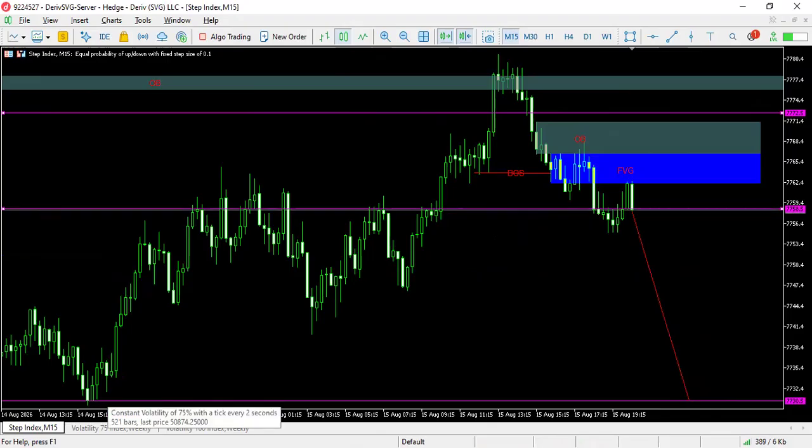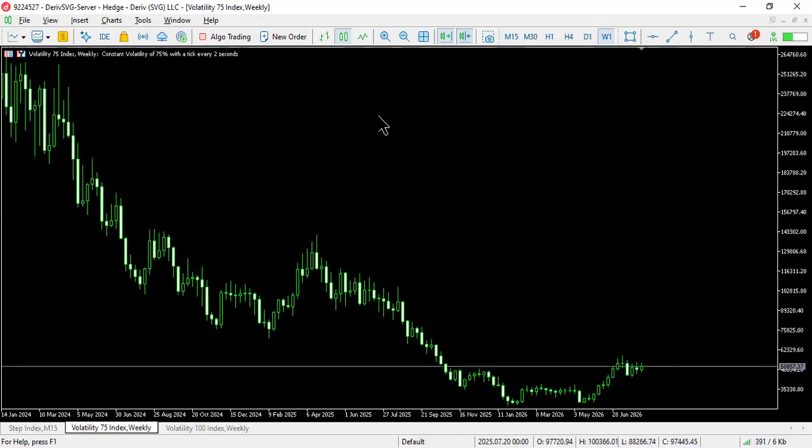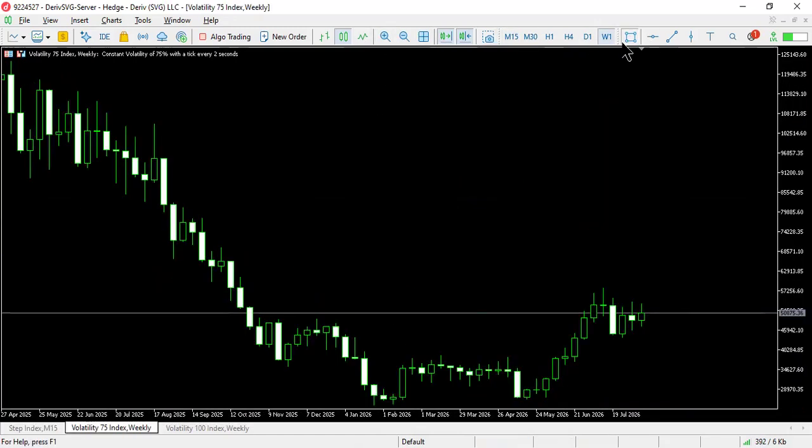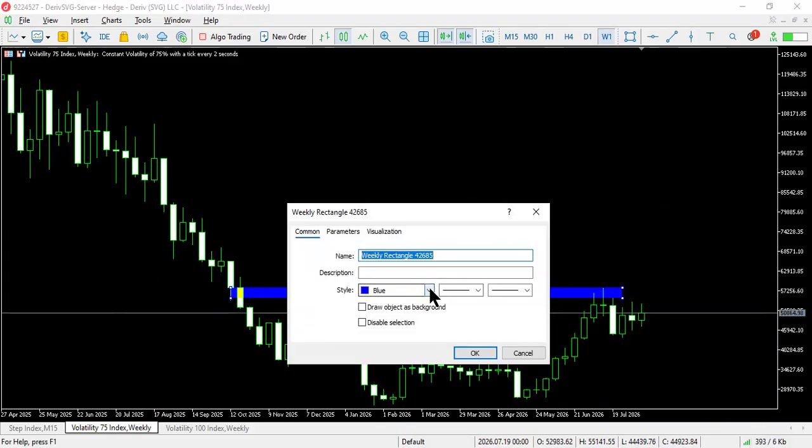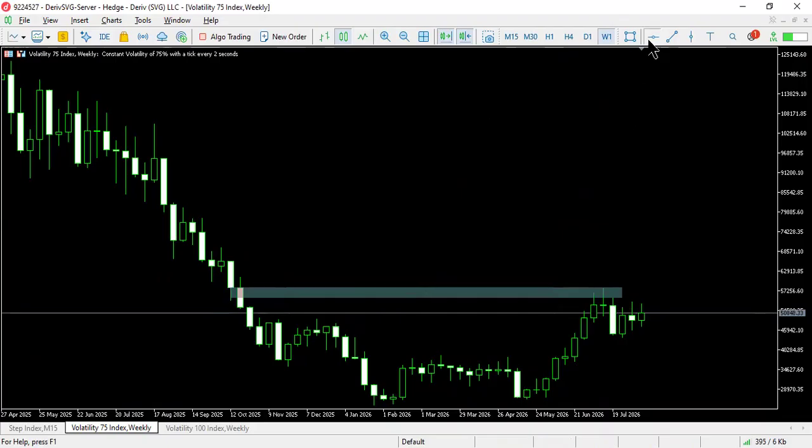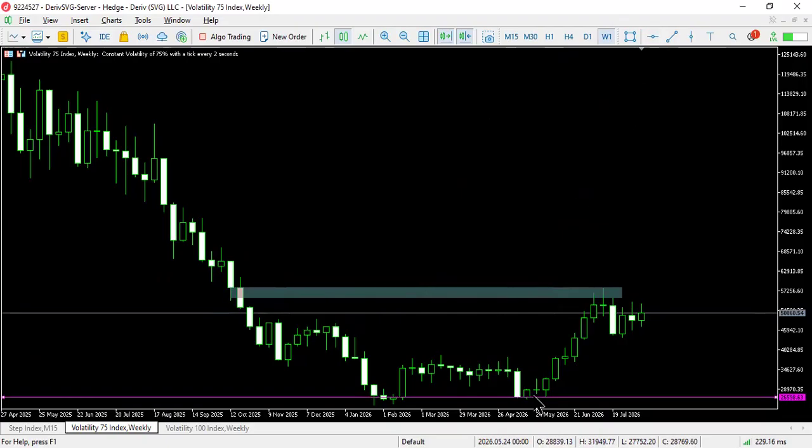Heading over to Volatility. Volatility 75 from the weekly time frame. We can see that price is reacting at that supply. And then we have a demand zone right there. Therefore, our bias from the weekly time frame is bearish. Therefore, we're going to be looking for selling opportunities until this demand zone.